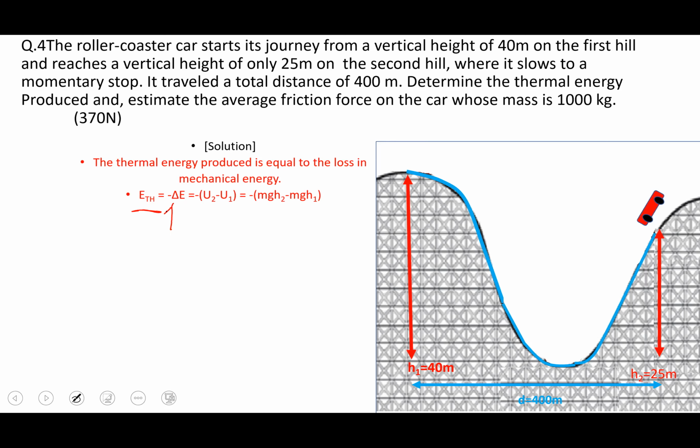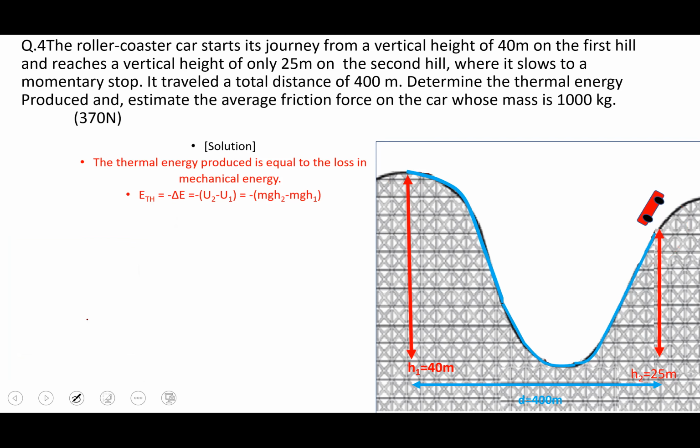The negative sign over here is representing the loss of energy in that case. So the loss of energy will be equal to minus U2, that means the energy at this position, height H2, minus the energy at this position, height H1. The potential energy at H2 and the potential energy at H1.